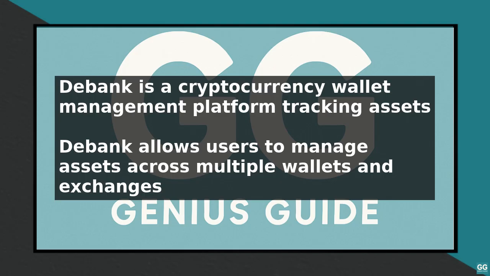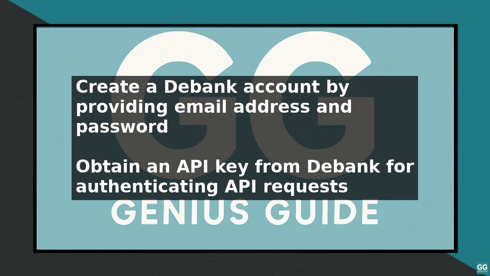Go to the Debank website and sign up for an account by providing the required information such as email address and password. After creating an account, you need to obtain an API key from Debank. The API key is used to authenticate and authorize API requests to the Debank platform. To obtain an API key, log into your Debank account and navigate to the settings page.